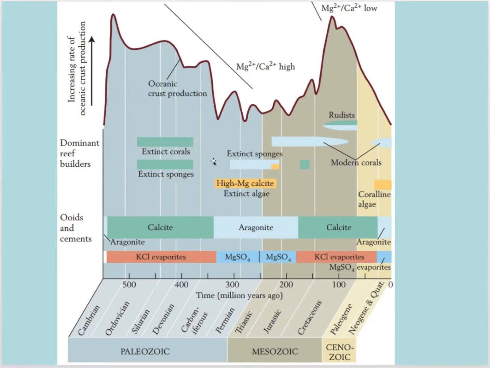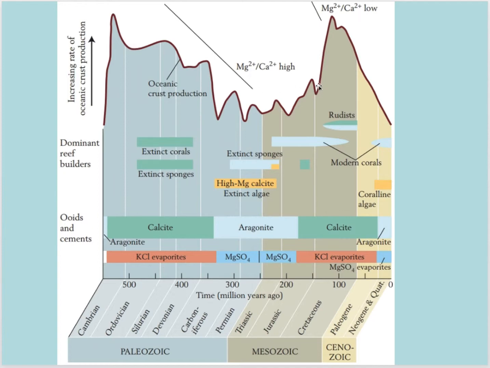On this figure here, we're seeing the geologic time on the bottom, Paleozoic, Mesozoic, Cenozoic, going all the way here to the Neogene and Quaternary. We're seeing a graph that shows the magnesium to calcium ratios, and we're seeing an increasing rate of ocean crust production. So in other words, the higher these numbers are, the faster ridges are growing and moving. So obviously these higher values here, we're going to have lower magnesium to calcium ratio.